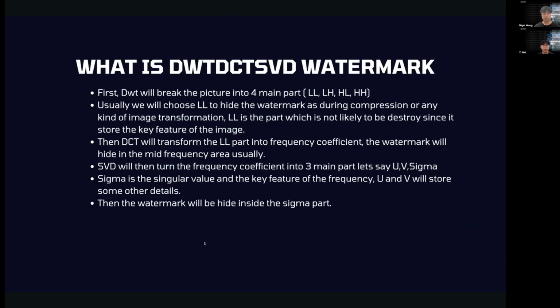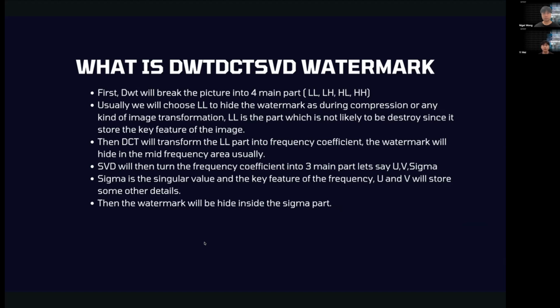Usually we will choose the LL region to hide the watermarks because the LL region usually stores the key features of the image, and during any kind of compression or image transformation, the LL part is not likely to be destroyed since it stores the key features of the image. Then we will perform the DCT, which stands for Discrete Cosine Transform, which will transform the LL part you chose into frequency coefficients. So the watermark will be hidden in the mid-frequency area.